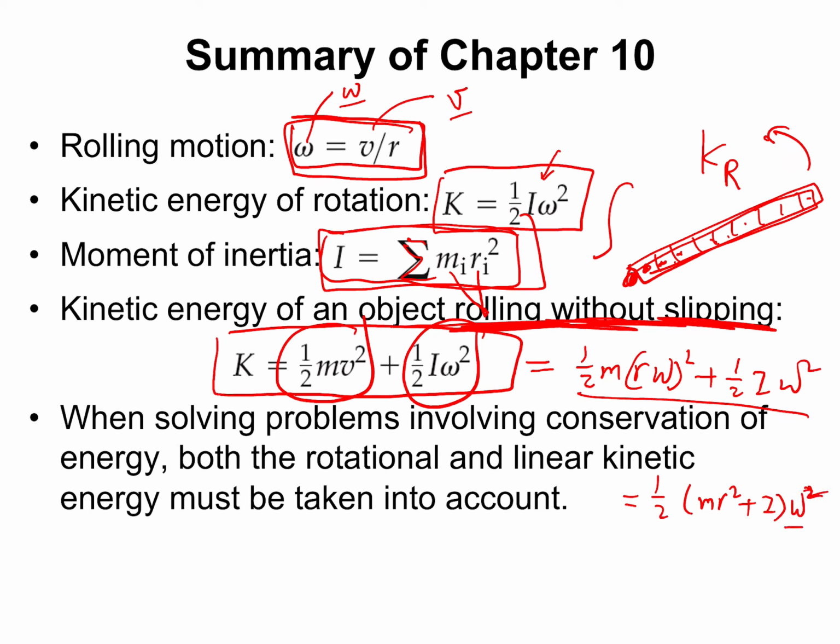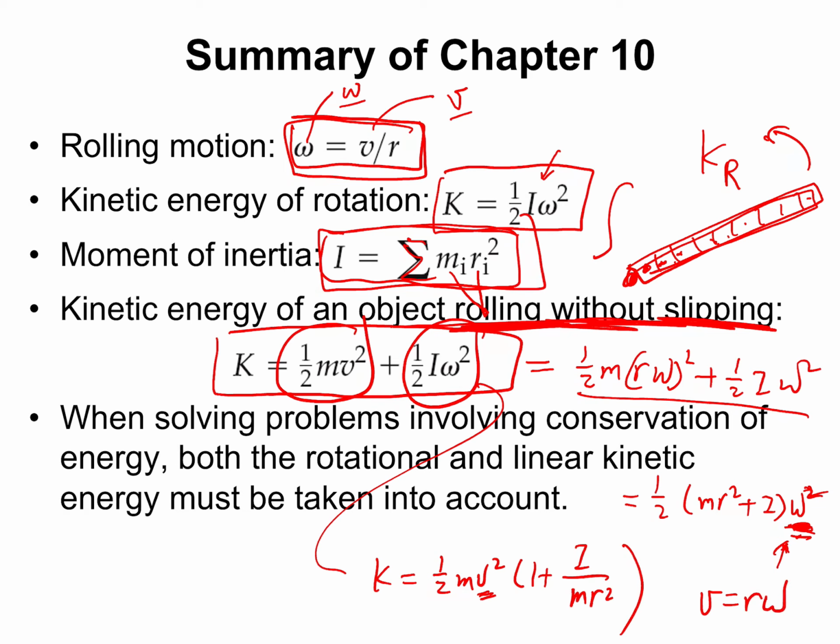So we can use angular velocity to describe everything, or, same as previously, K also equals 1/2 (1 plus I over m r square) m v square, to describe that. Both ways are equivalent. So you can figure out linear velocity by using this equation, you can figure out angular velocity, and they're linked together by v equals r omega. And we can use energy conservation to solve the problem.